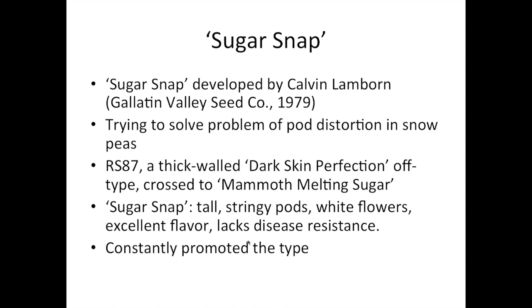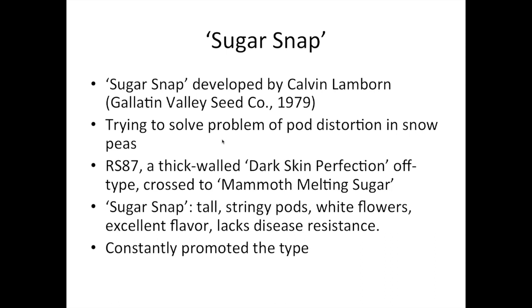A lot of their popularity today can be attributed, I think, to the work of Calvin Lamborn, who was a pea breeder at Gallatin Valley Seed Company for many years. The first variety he developed was Sugar Snap and was released about 1979. What he was trying to do, he was given the problem of solving that pod distortion that I pointed out earlier in the snow peas.